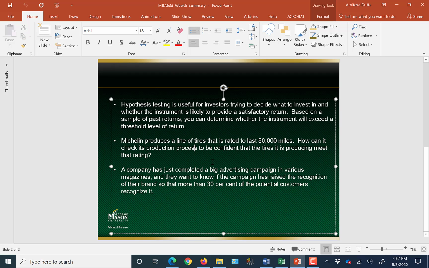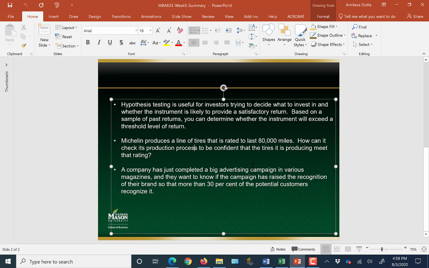A second example here again is from a manufacturing setting. You have Michelin, just like any other tire manufacturer. They produce tires that are rated to last different distances. So just as an example, I picked a line of tires that is rated to last 80,000 miles. And from time to time, it wants to check up on its production process to ensure that the tires it is producing do in fact meet this rating. So again, here you have a situation where you're testing a claim. The claim being that all the tires that they sell last at least 80,000 miles. And for obvious reasons, you can't test each and every tire. So you will base your conclusions by doing measurements on a small sample of tires.